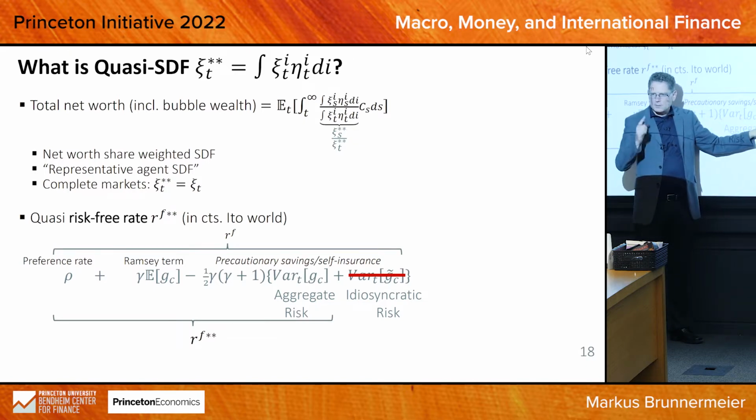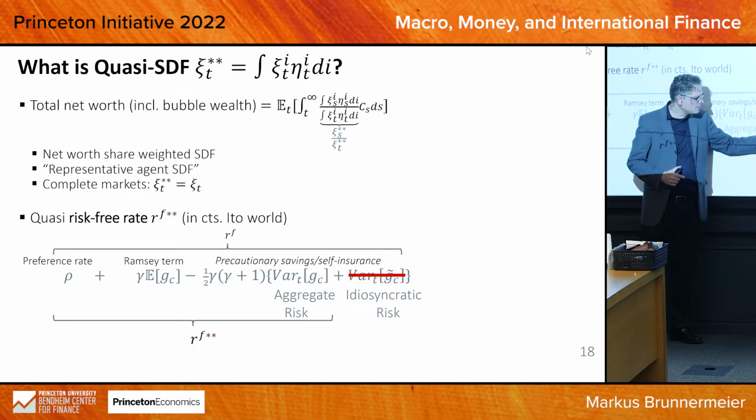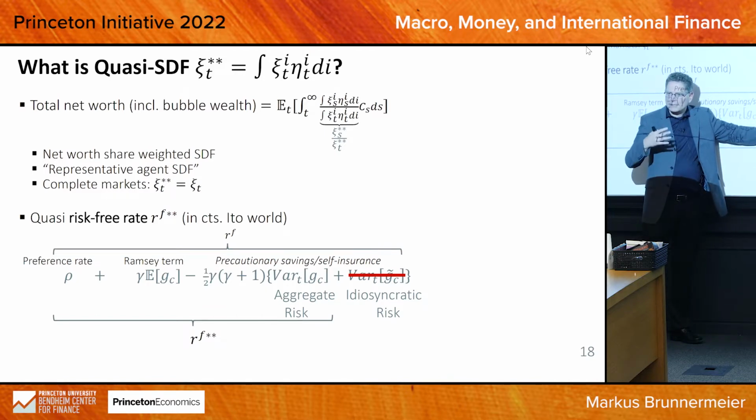But if I want this R double star, I have to take this idiosyncratic risk out, because it's like the representative agent thing. The representative agent doesn't have idiosyncratic risk. So that's the intuition.